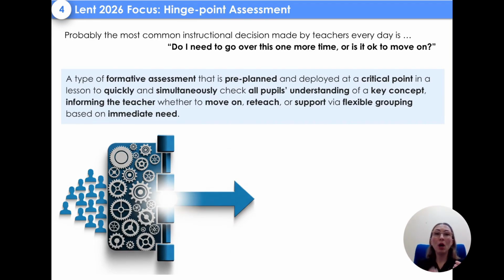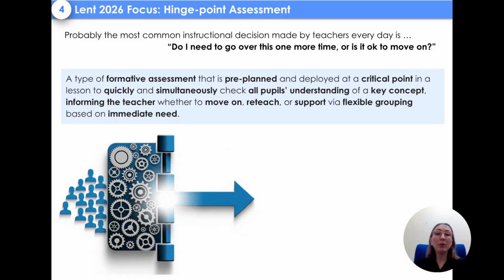Crucially, the teacher knows the answer to that question at the top: can I move on? Do I need to go back and reteach this? Do I need to re-explain this? Or have half the class got it and half the class haven't? Or is it split even more than that? Do I maybe need to assign some flexible groups and some actions for each group to follow? But it's based on immediate need.